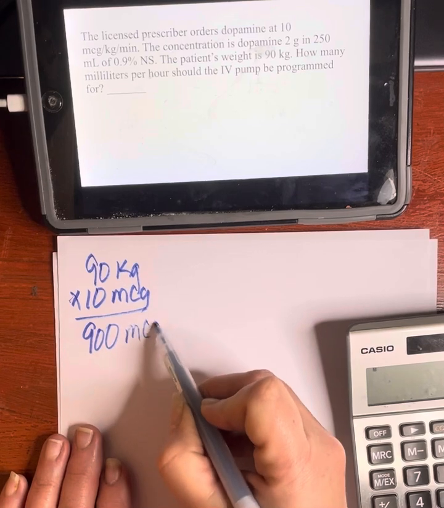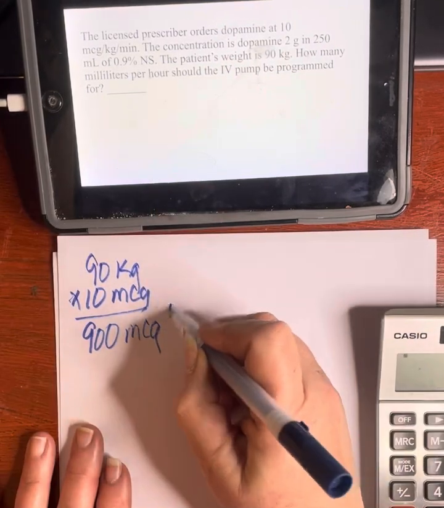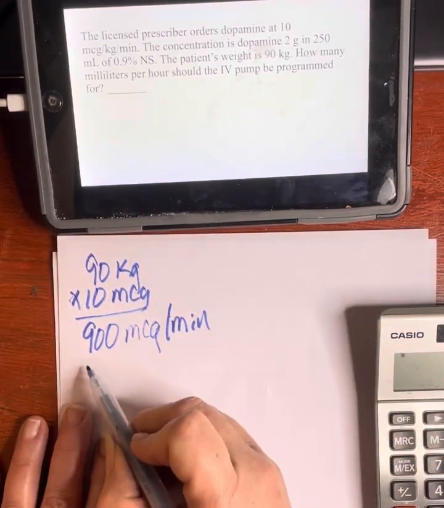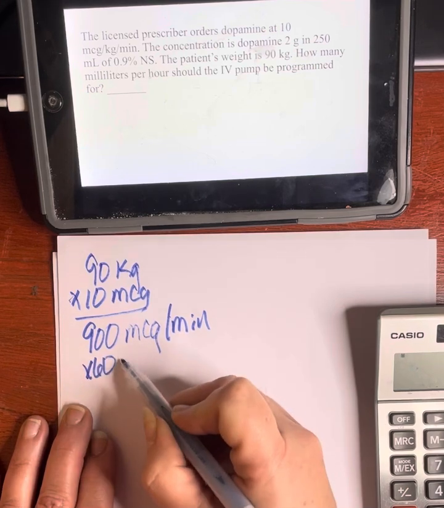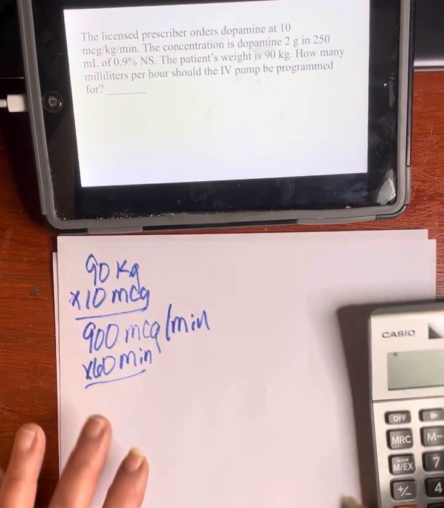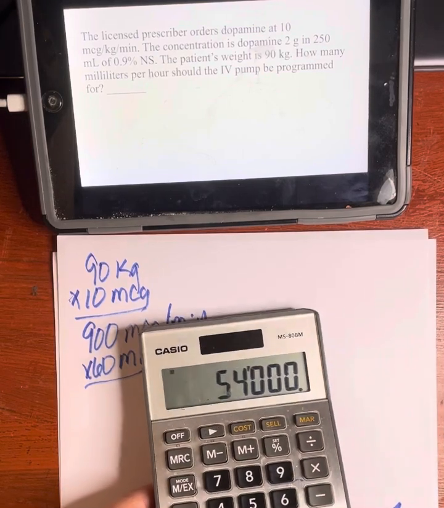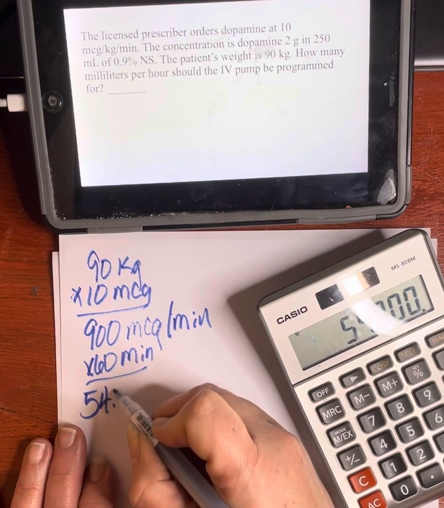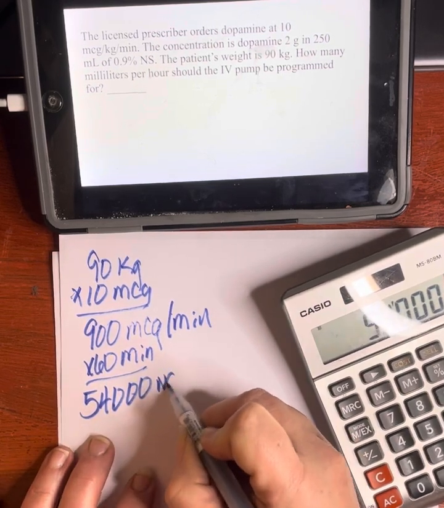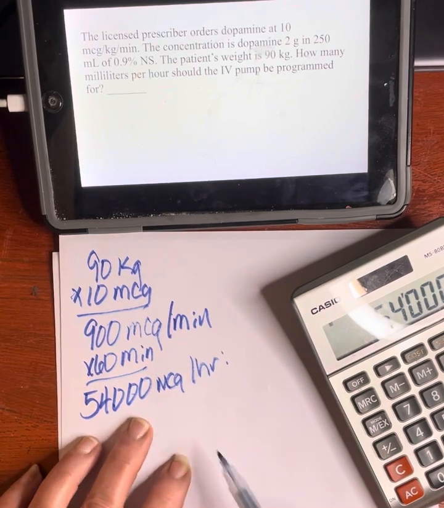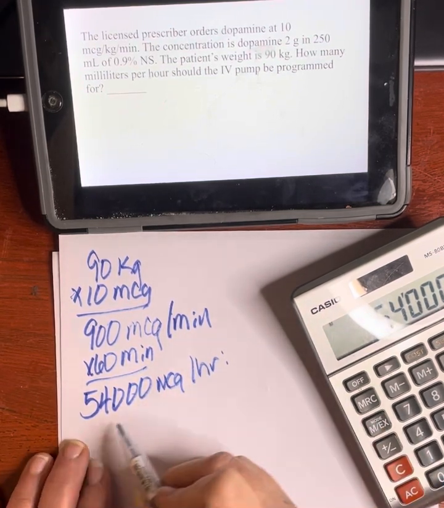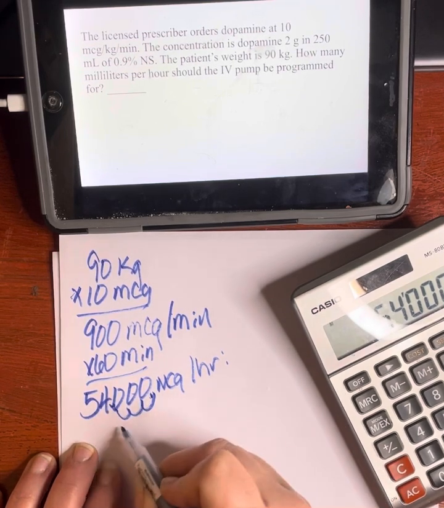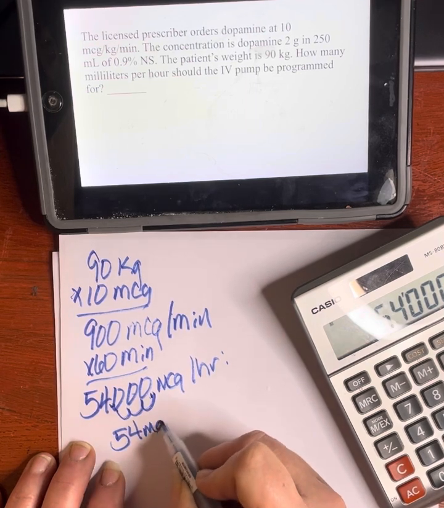900 what? Micrograms per what? Minute. And you know Ethel. She's an hour kind of girl. So we're going to multiply this times 60 minutes. Times 60 equals 54,000 micrograms per hour. And look, I'm just going to do this here. You know, it's understood to be there. I'm going to go 1, 2, 3. And so this would equal 54 milligrams per hour, what Mr.